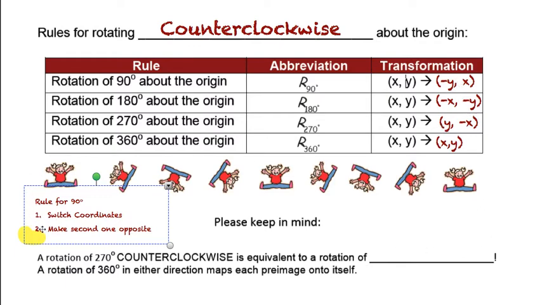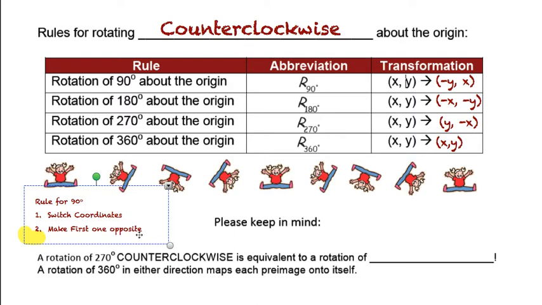All right, if you want to write down in words, switch the coordinates, make the second one the opposite, you can do that. Oh, it's not the second one. Who did that? That's wrong. Make the first one the opposite. Someone typoed that.